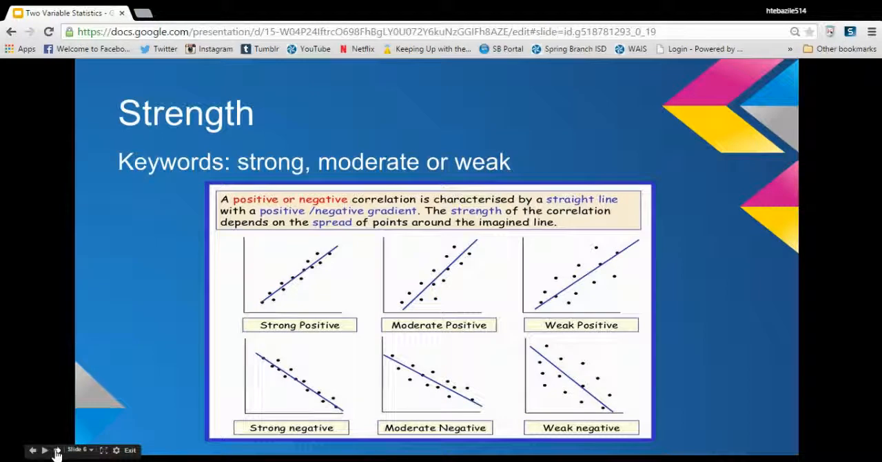Strength. Keywords: moderate, strong, or weak. A positive or negative correlation is characterized by a straight line with a positive/negative gradient. The strength of the correlation depends on the spread of points around the imagined line. The first example shows strong positive, the second moderate positive, the third weak positive, the fourth strong negative, the fifth moderate negative, and the last one weak negative.